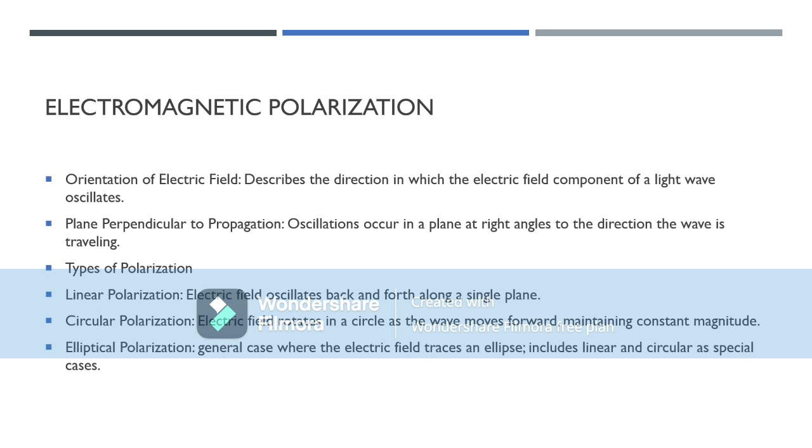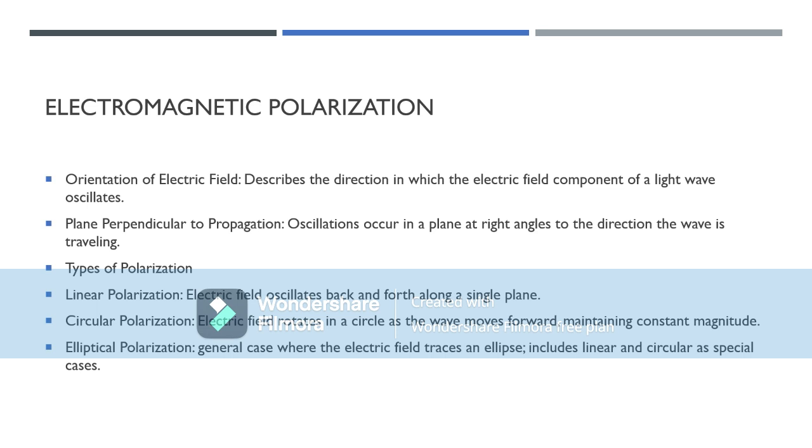So let's talk electromagnetic polarization. What is electromagnetic polarization? Basically, it describes the motion in which the electric field component of a light wave oscillates on the plane. And most of the time, the plane is perpendicular to propagation. It occurs in a plane at right angles to the direction the wave is traveling. And we have three types of polarization: linear polarization, circular polarization, and elliptical polarization.